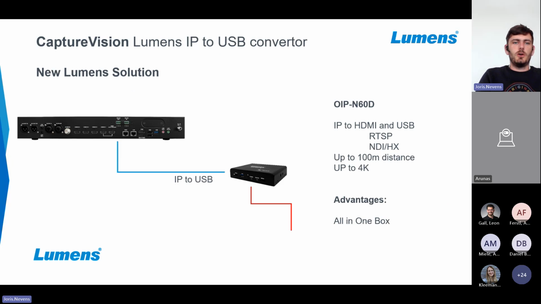Now, Lumens also comes with a new solution. It's called the OIP N60D. That's a little box that is taking an RTSP or an NDI-HX that is coming from the lecture capture system, sending it over the network. So short distance, long distance, as long as we're within 100 meters, it is fine. And then it converts it immediately to USB.